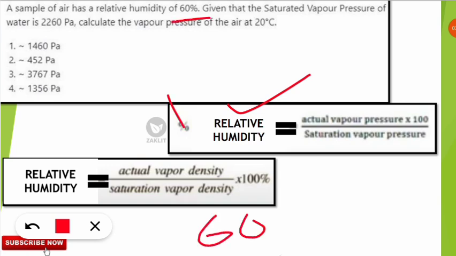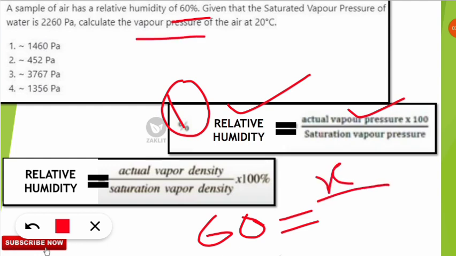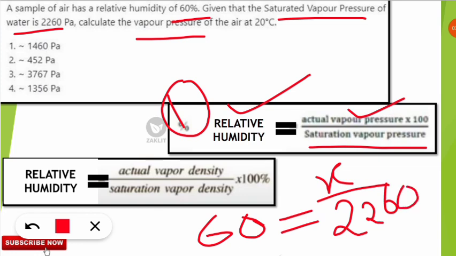We are using this formula here because it is given vapor pressure and not the vapor density. So 60 we will write on the left hand side, is equal to the actual vapor pressure. That is what is asked in the question, so we will take it as x, divided by the saturated vapor pressure, which is given as 2260 for water. So that will be in the denominator, 2260, multiplied by 100. This is the formula, you should remember this.